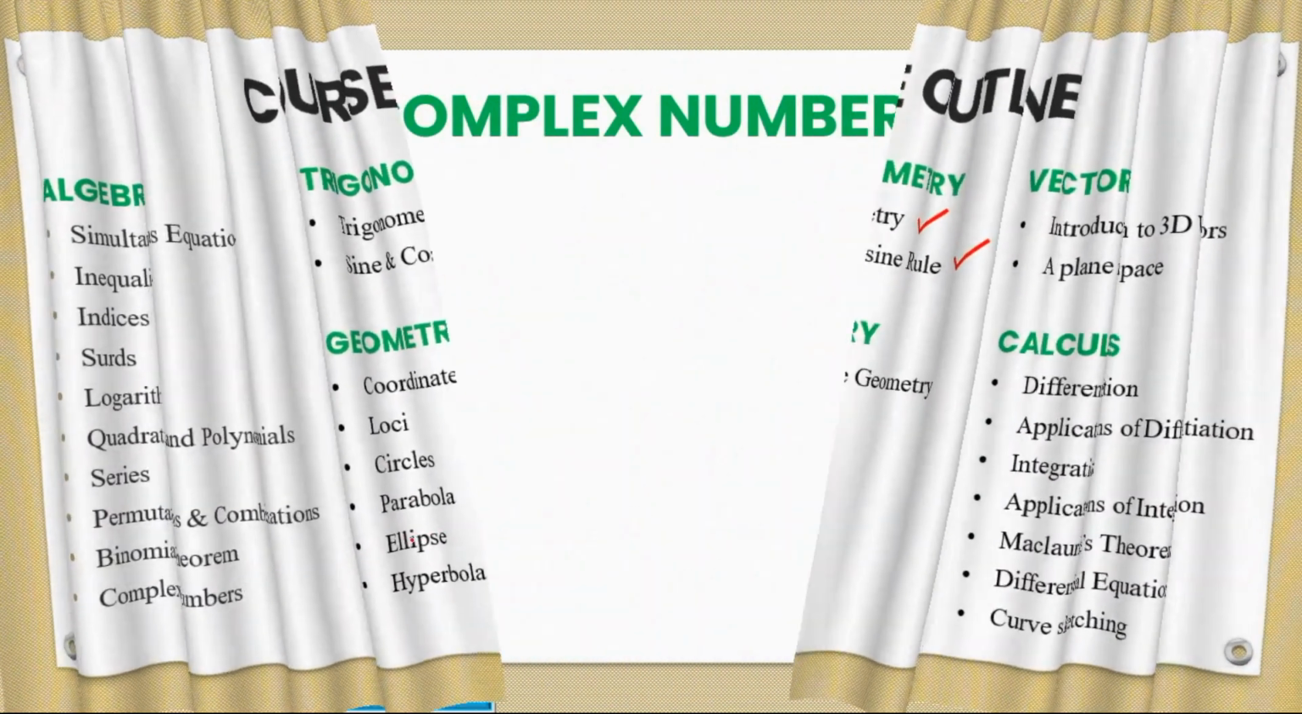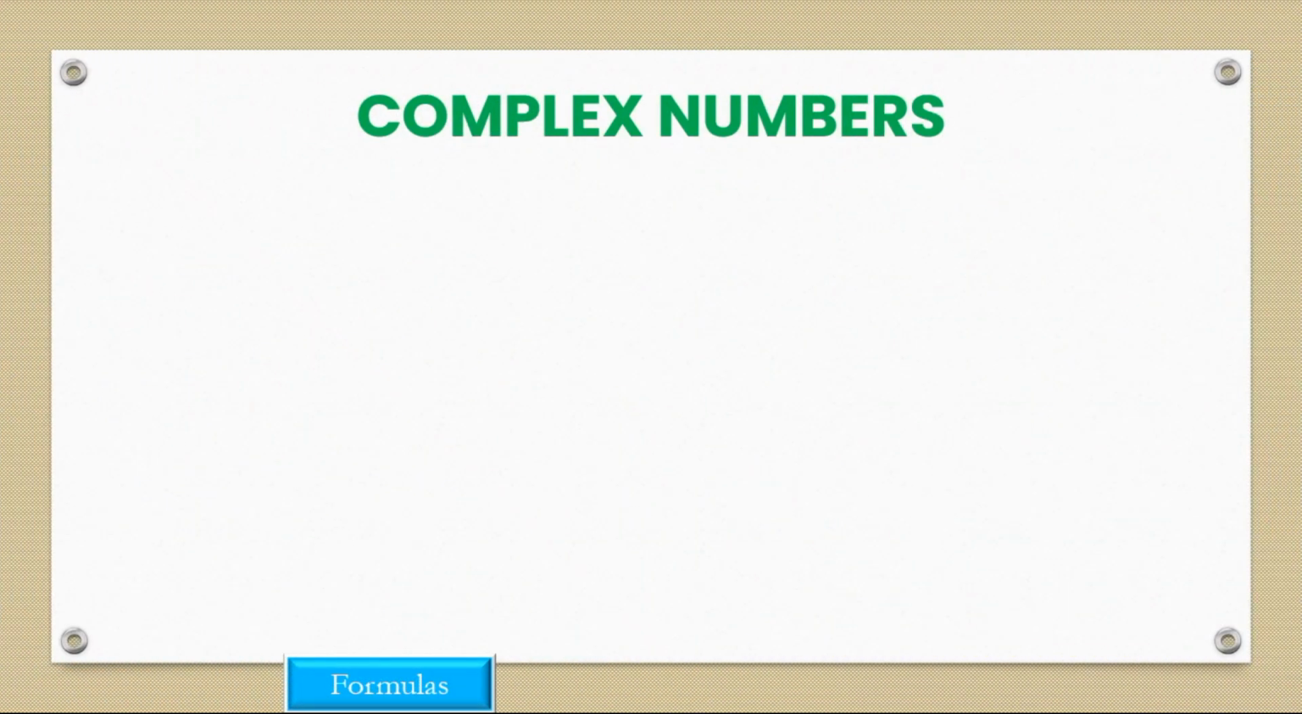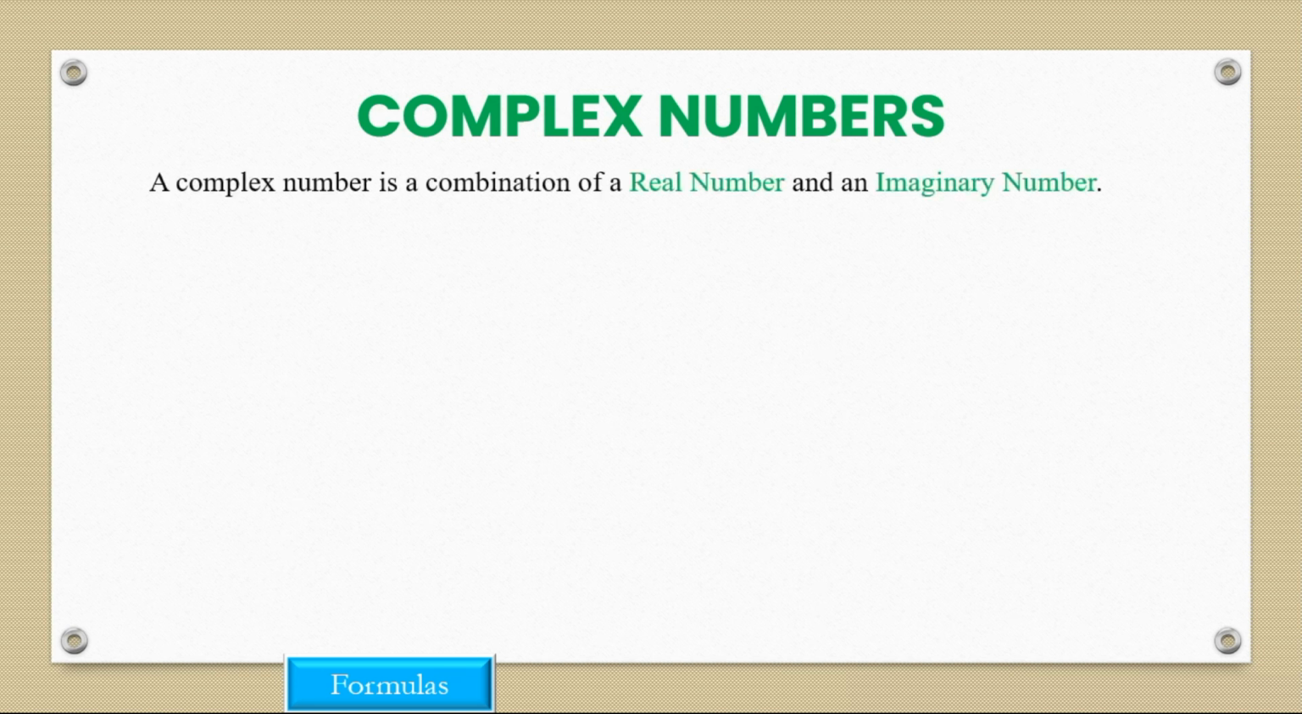Alright, so let's begin this way. You may ask yourself a question: what is a complex number to begin with? A complex number is a combination of a real number and an imaginary number. So that's what you have to remember. It's a combination of the two. There is a real number and an imaginary number.